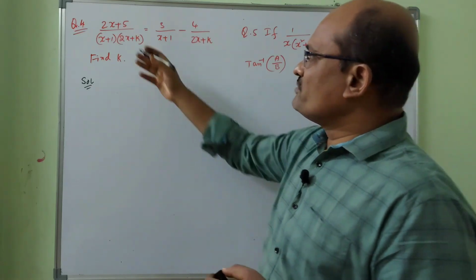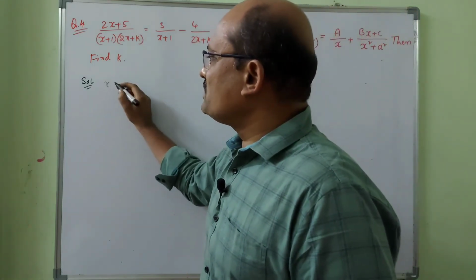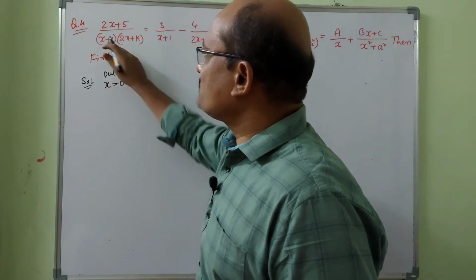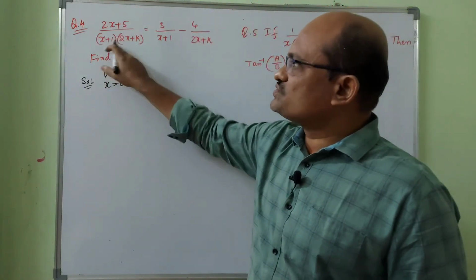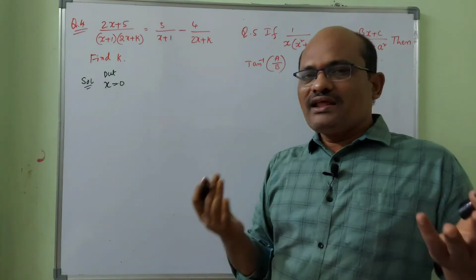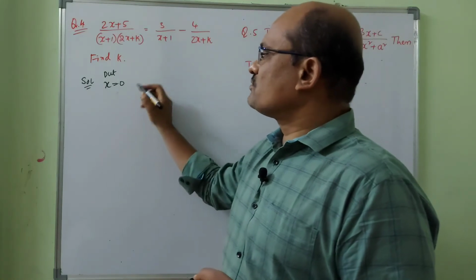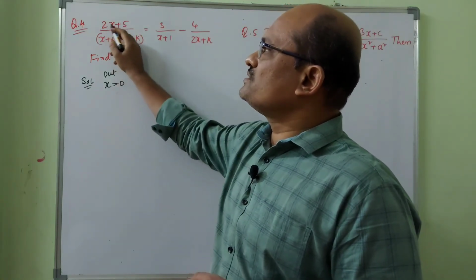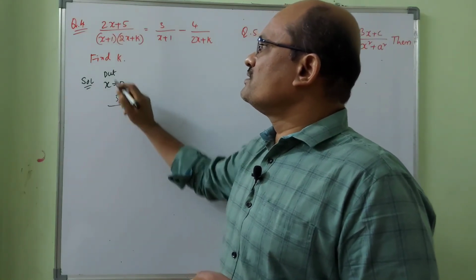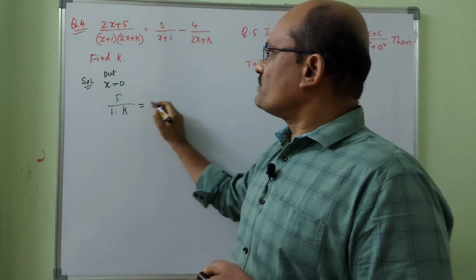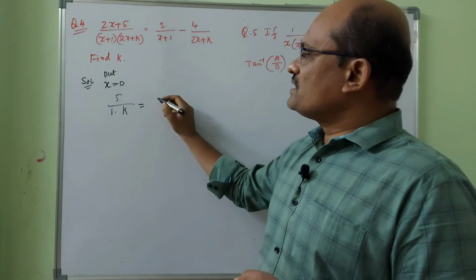So what to do? In simple way, I'll put x equal to 0 on both sides. Other than these two, don't make these two 0, that's all. Put any other value. Put x equal to 0 on both sides. What do you get? If you put 0, 2 into 0, 0, 5 by 1 into k is equal to, put 0, you will get 3 here.